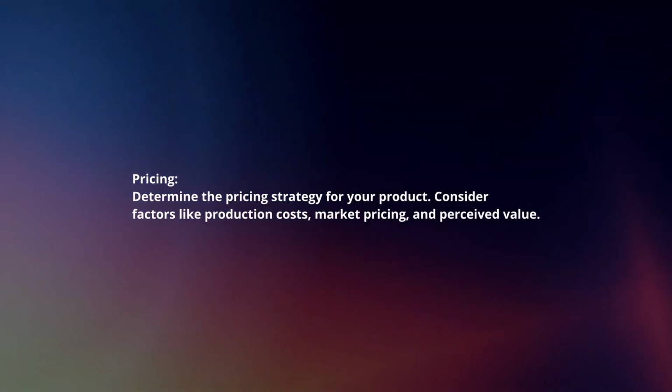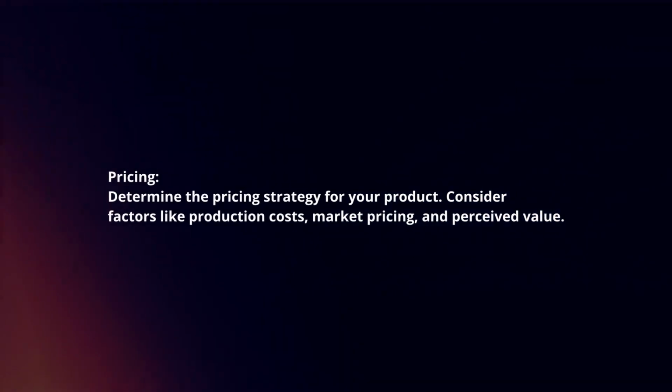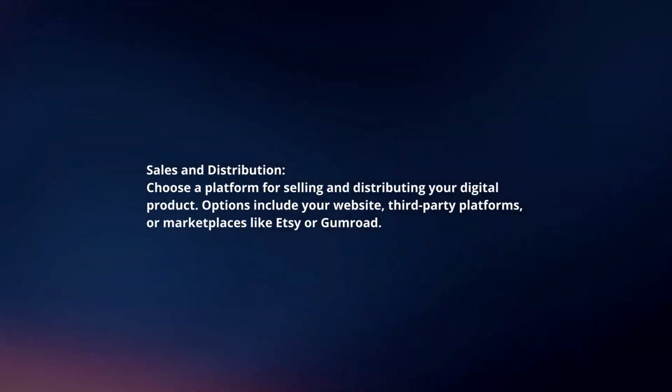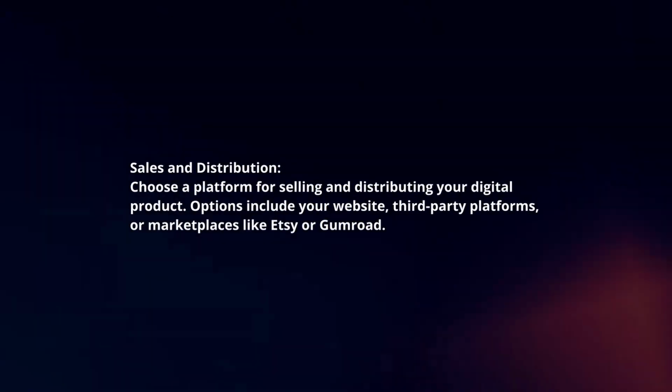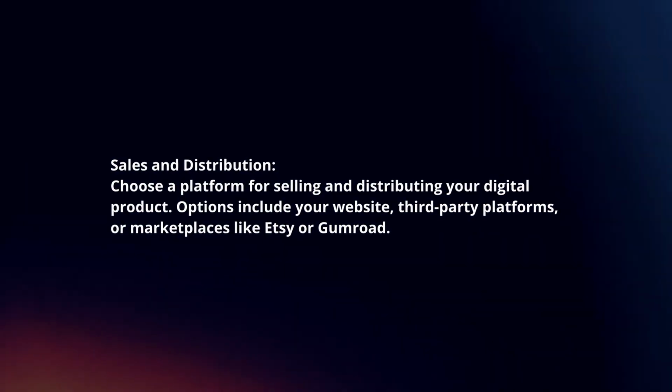Pricing. Determine the pricing strategy for your product. Consider factors like production costs, market pricing, and perceived value. Sales and distribution. Choose a platform for selling and distributing your digital product. Options include your website, third-party platforms, or marketplaces like Etsy or Gumroad.